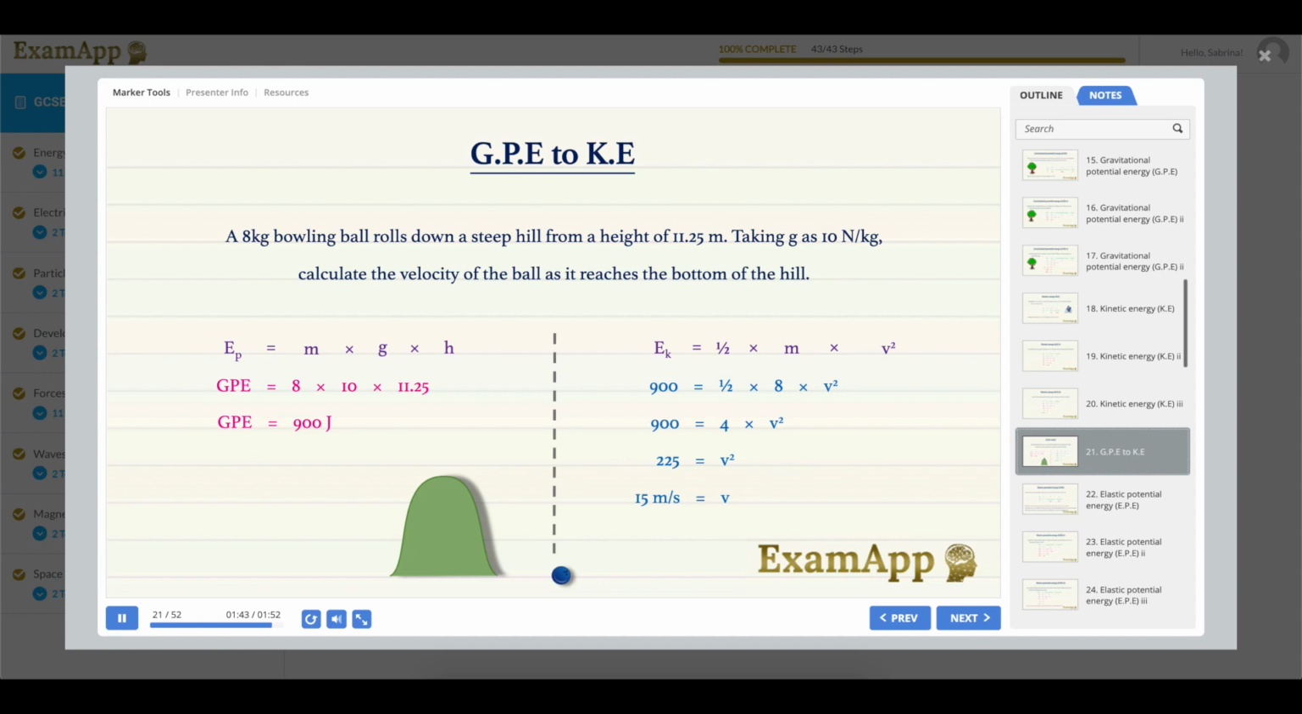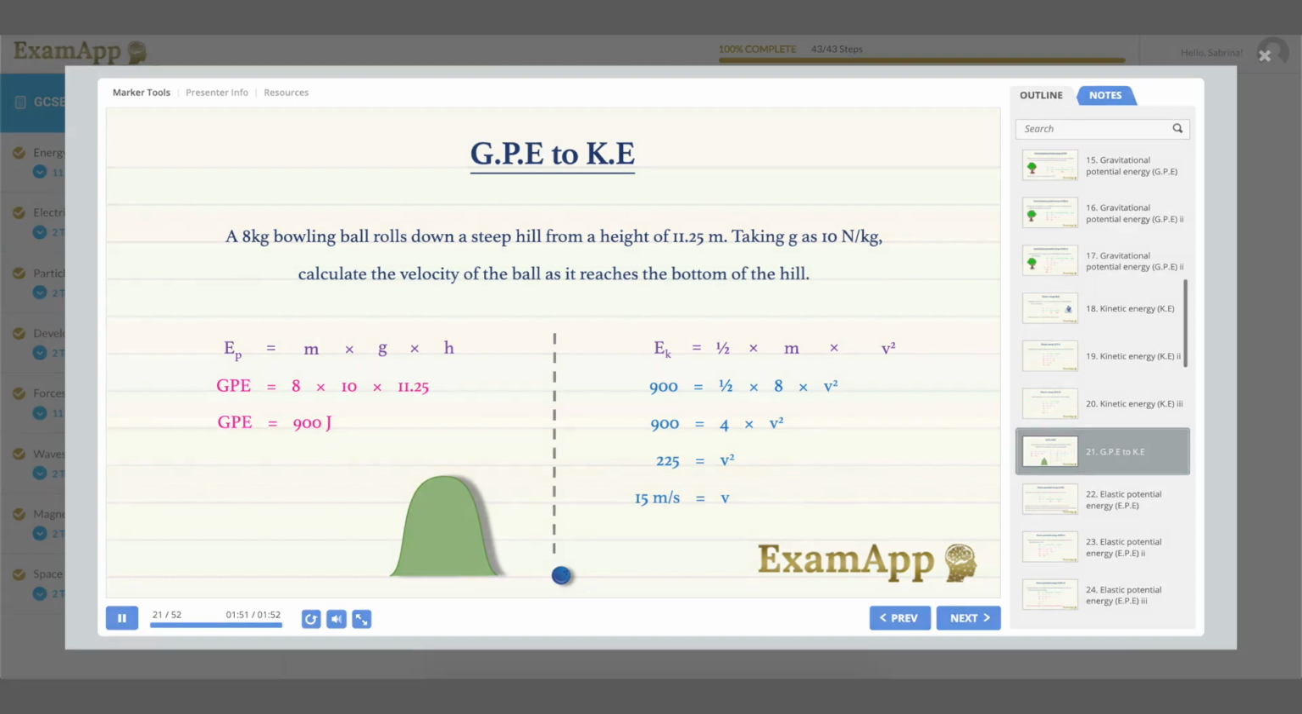In practice, this is rarely ever the case. Therefore, we would actually expect the final velocity of the bowling ball to be significantly less than 15 meters per second.